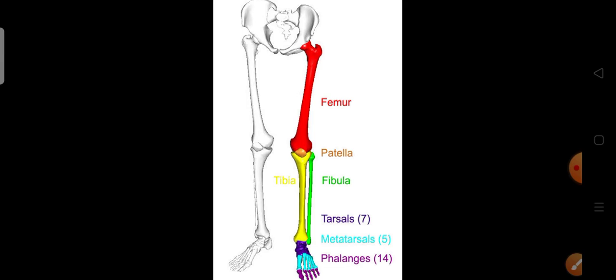Next, metacarpals in the down portion. Metacarpals 5 and phalanges 14. Same thing. So this is the total bones in the forelimbs and upper limbs of our body. It's clear.